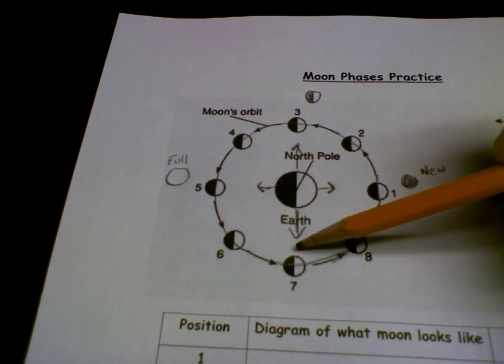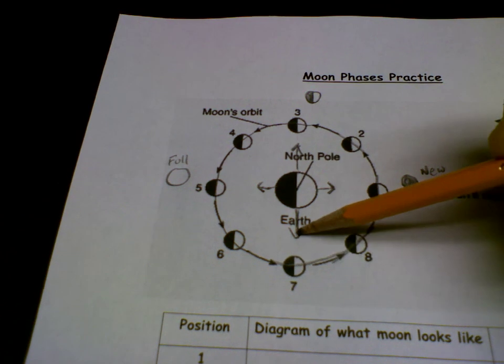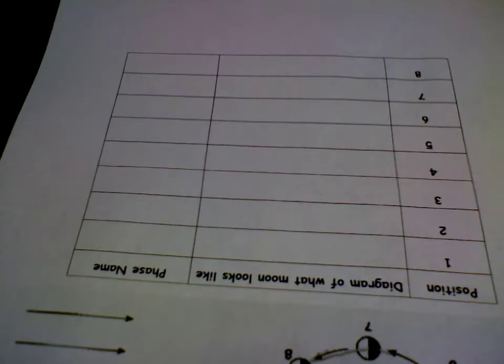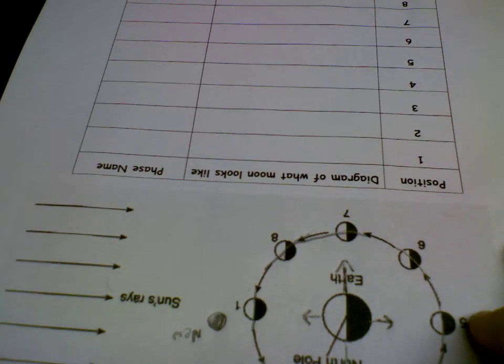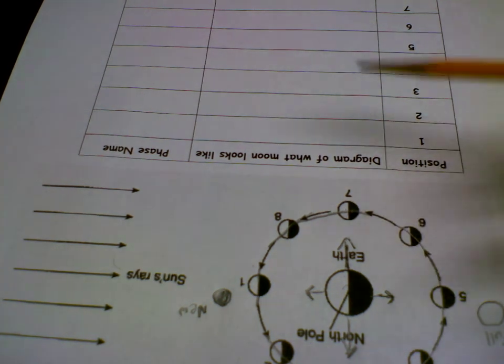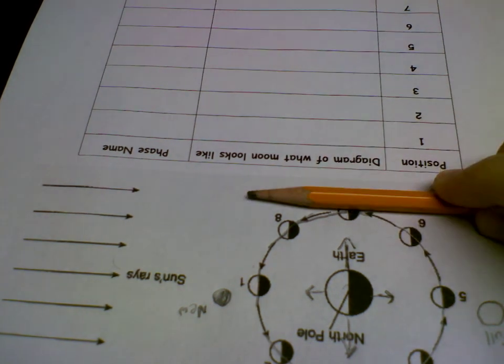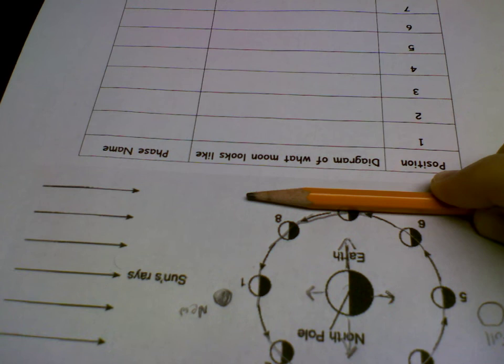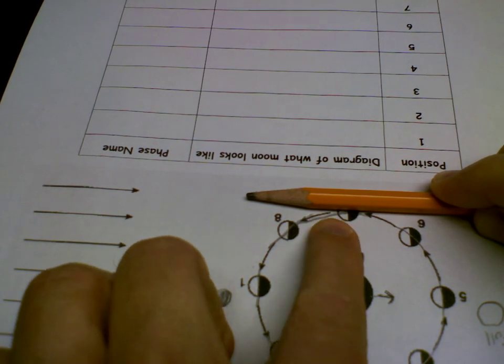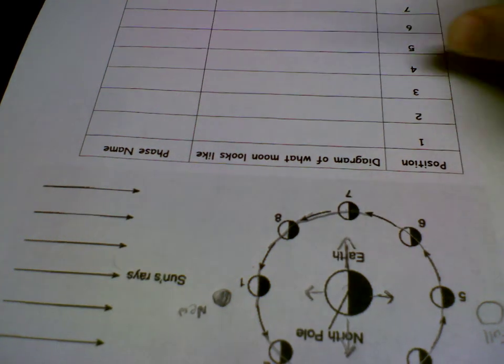The arrow is pointing at me, but I want to make it so I'm looking at the moon. So I got to turn my page around. So now I'm looking from Earth at the moon, and I'm going to cover the side that I don't see. And again, it looks like it's 50-50, and it looks like it's lit up on the left hand side, right? That's the lit side, so the left hand side. So this would be another half moon, but it's lit up on the left hand side.